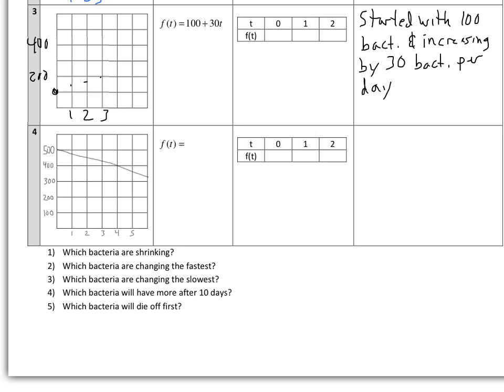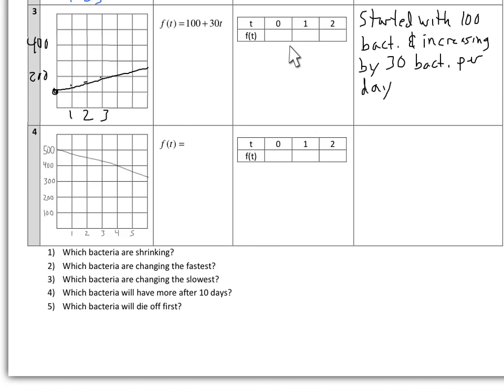Do you have a line that kind of looks like that? We started at 100, and we're growing by 30 each time. Something like that. It's not a perfect graph, especially because we're going by hundreds. It's kind of hard to fit it. But we got a basic idea.